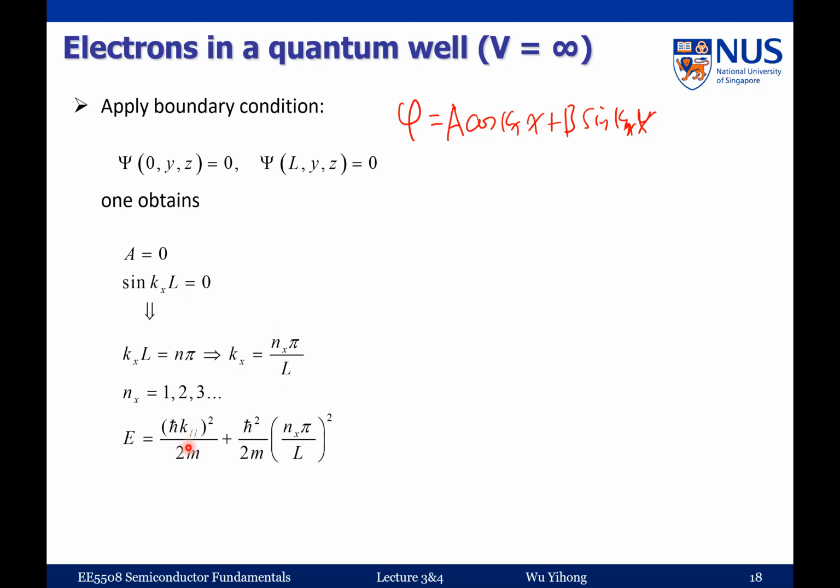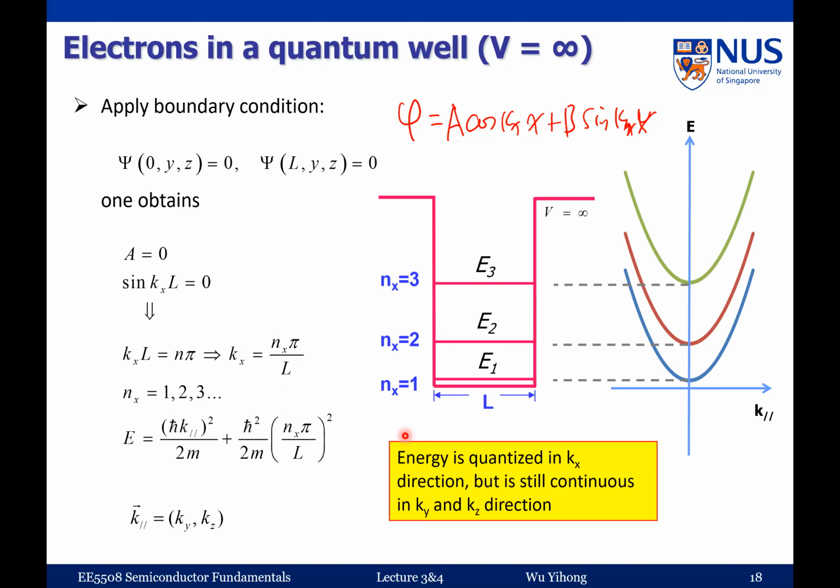Since nx is an integer, the energy in this case is given by this term, and since we have the y and z directions where you can move freely, this part of k we call parallel, which is not quantized. Only the momentum in the x direction is quantized. Eventually you can see that we have this kind of picture. Due to this quantum confinement, the energy becomes quantized, because the momentum in the x direction is confined. However, the parallel part is still the same, it's not quantized.